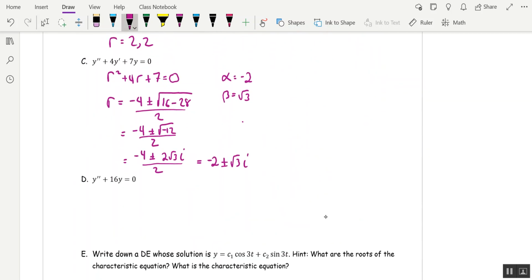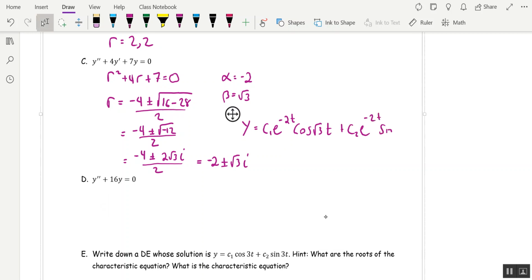Okay, so that's what I'm going to do. So y equals c1 e to the negative 2t, that's e to the alpha t, cosine of beta t. Beta is root 3, so root 3 times t, plus c2 e to the negative 2t sine root 3t. So it looks scary, but it's super easy to find.